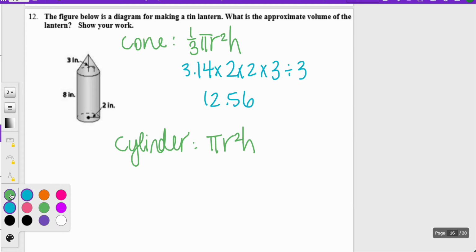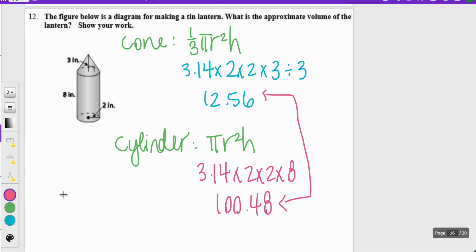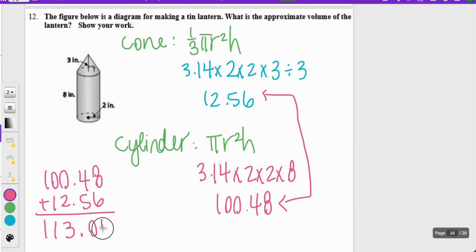And then my cylinder is 3.14 times 2 times 2 times 8. I'm getting 100.48. So now I'm going to take these two numbers together and add them. So 100.48 plus 12.56 should give me my total volume. And I'm getting 113.04 cubic inches.